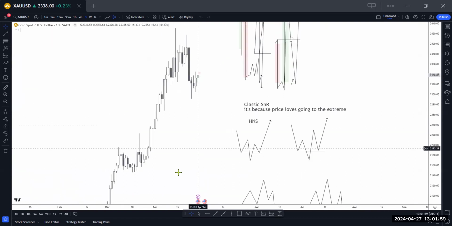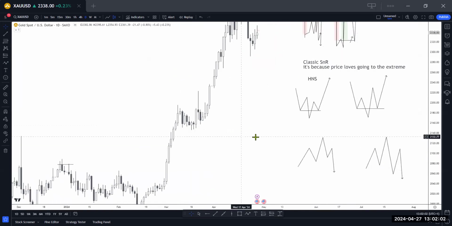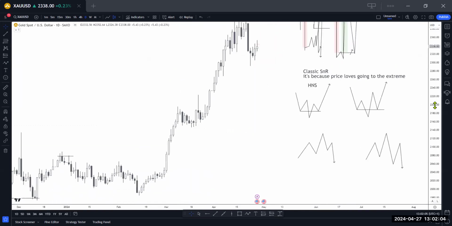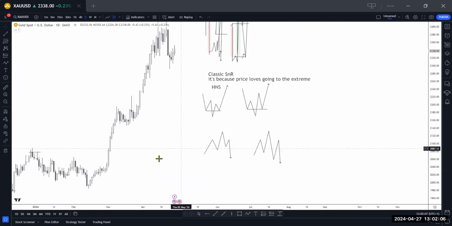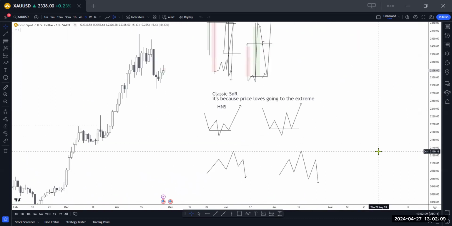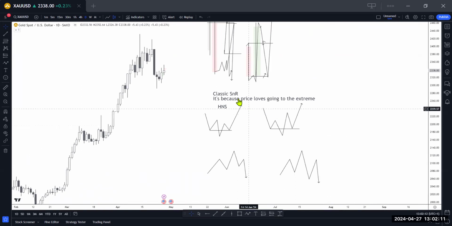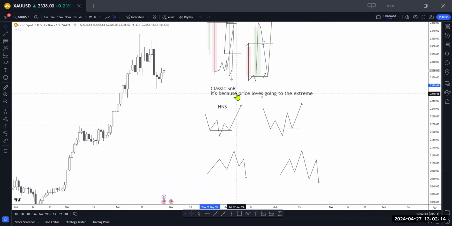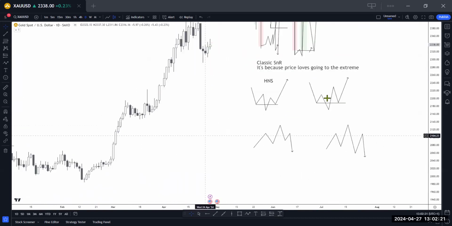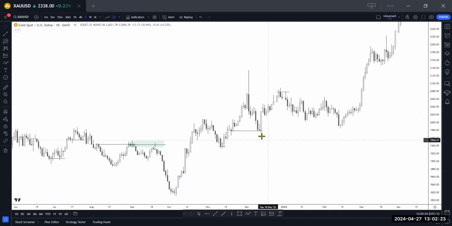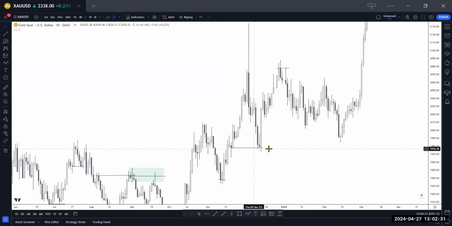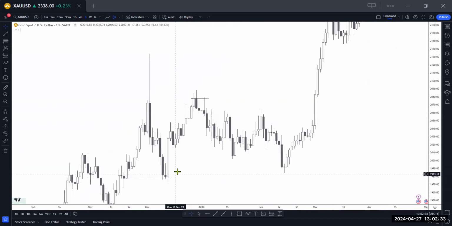So HNS, remember this pattern, and remember I mentioned earlier that line charts are a good way to capture support and resistance levels. Now, the classic SNR level can be a continuation SNR or a reversal SNR. For example, at this point we are continuing this buy scenario, so it's a continuation setup. Classic SNR can be a continuation setup.